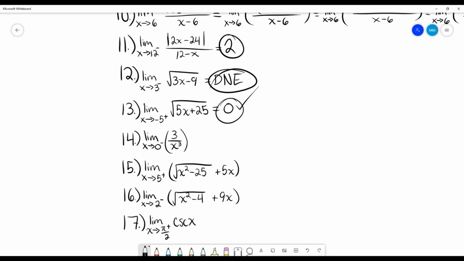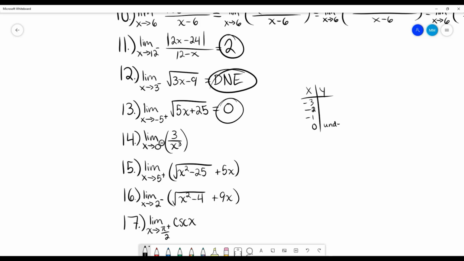Next one, we've got the limit as x approaches 0 from the left of 3 over x cubed. Obviously, if we plug in this 0 right here, we're inclined to say the limit does not exist. But because we're approaching from the left, we don't know that because we don't know that the limit from the left doesn't exist. So instead, we want to plug in some values again. So from the left, we're going to go smaller.